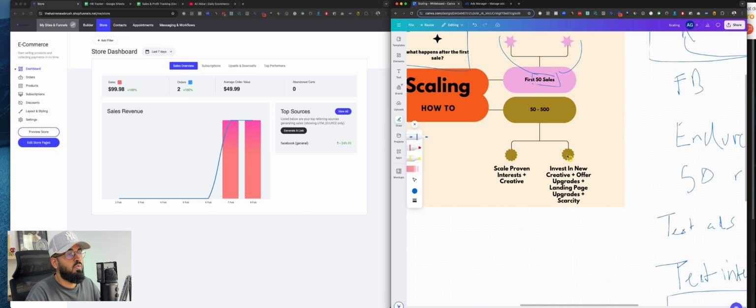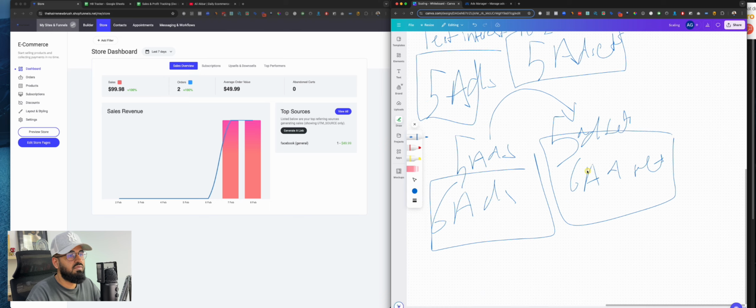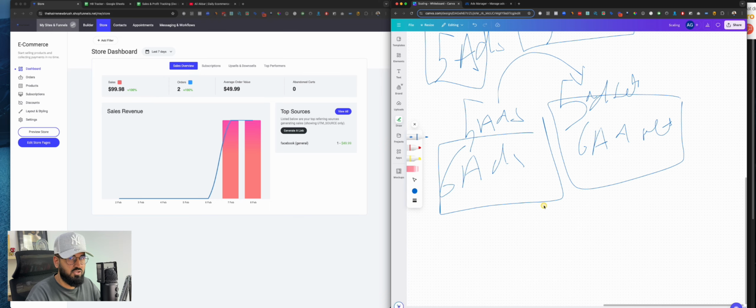But then what we're now going to do is invest in new creative. Now we really need to, because at this level, maybe our ads are becoming exhausted.